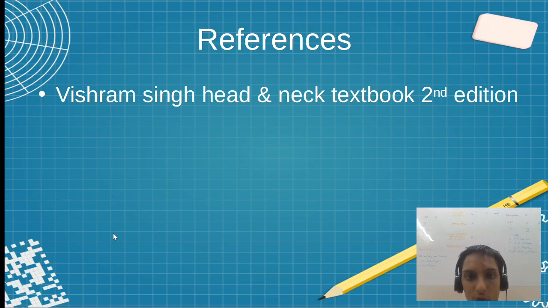References from where I took the pictures. So there's a small correction. This is the third edition, not the second edition of Vishram Singh Head and Neck.